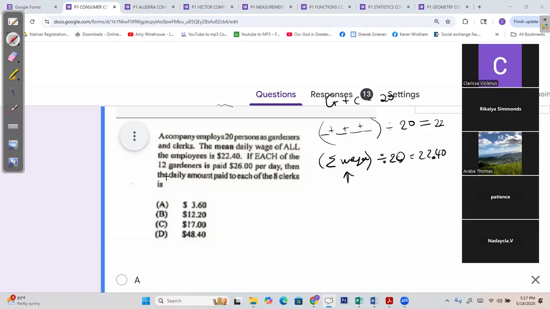So they say if each of the 12 gardeners, so what does that mean? If it's 12 gardeners, that means 12 times a certain wage plus, you should know the other numbers, because if it's 20 people in all and 12 is gardeners, how many would be clerks? That means 8 clerks times their wage, right? And when you add up all of that, divide by 20 is what's going to give you the what? The 22.40.